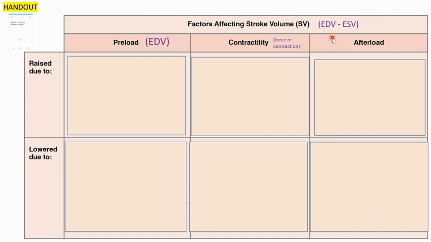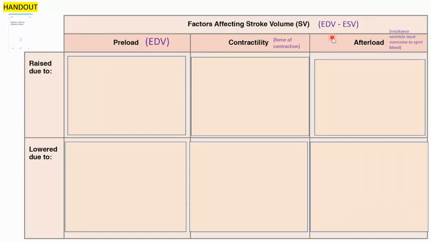The force of the contraction means the more forceful the contraction, the less blood that you're going to have in that ventricle after contraction has occurred. So it's kind of like end systolic volume in a roundabout kind of way. And then afterload, how much resistance are we dealing with?